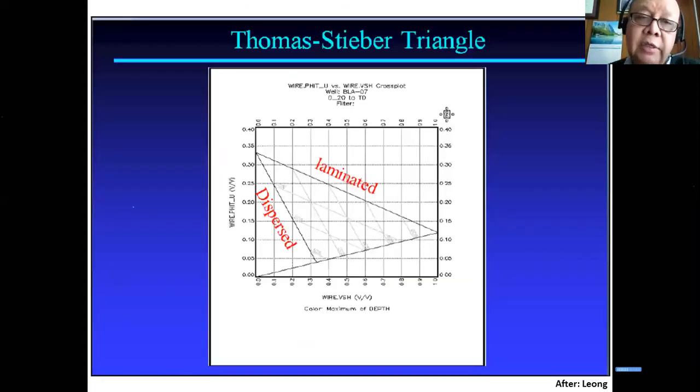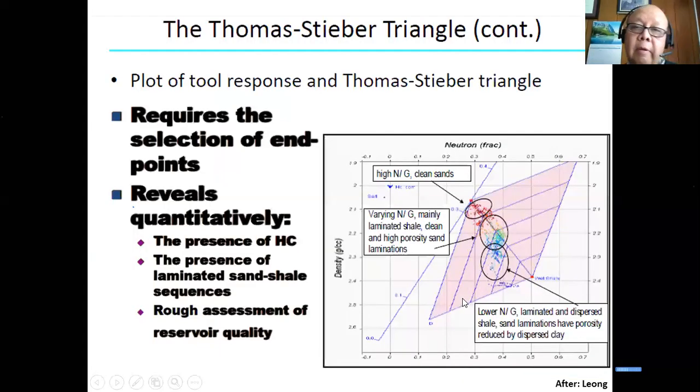So again, this is the Thomas Tiber plot, but plotted the other way around now. The laminated intervals will be plotted in this upper portion here, and the dispersed clays will be plotted around here. The Thomas Tiber triangle is a plot of two responses. It requires a selection of the endpoints, which is a selection of the sand point, the shale point, and the dispersed shale point, and so forth. It reveals quantitatively the presence of hydrocarbon, the presence of laminated sand-shale sequences, and a rough assessment of the reservoir quality.